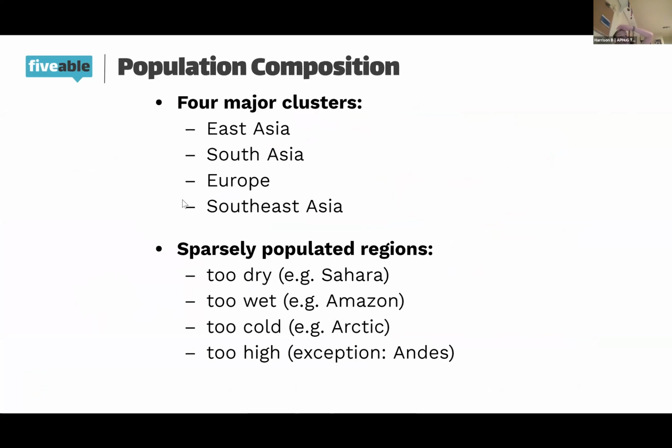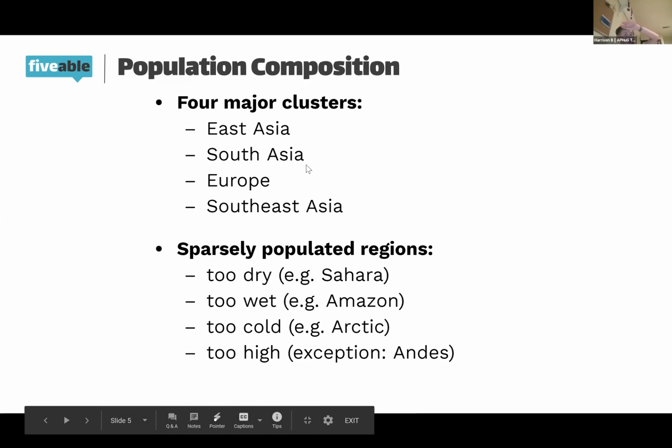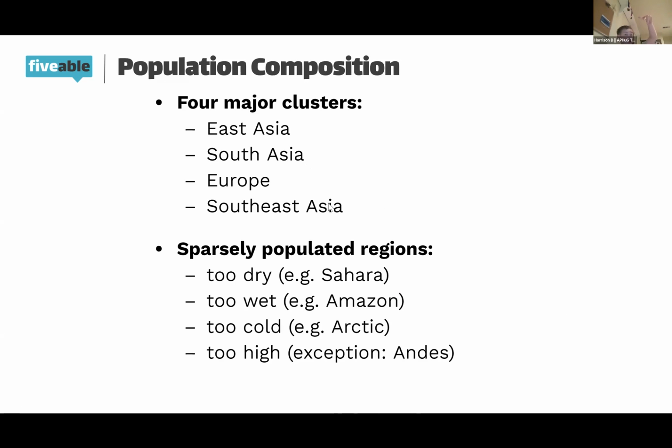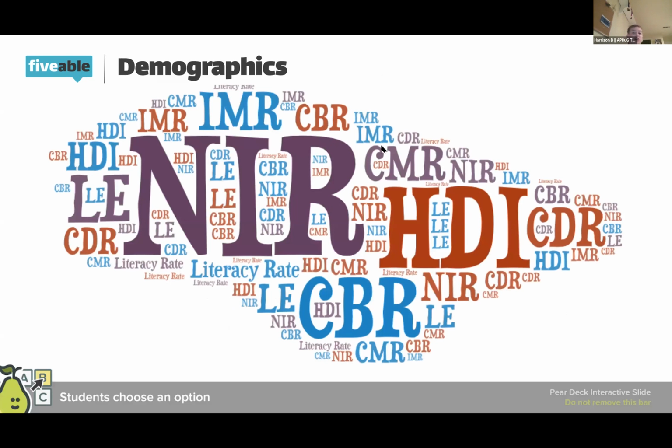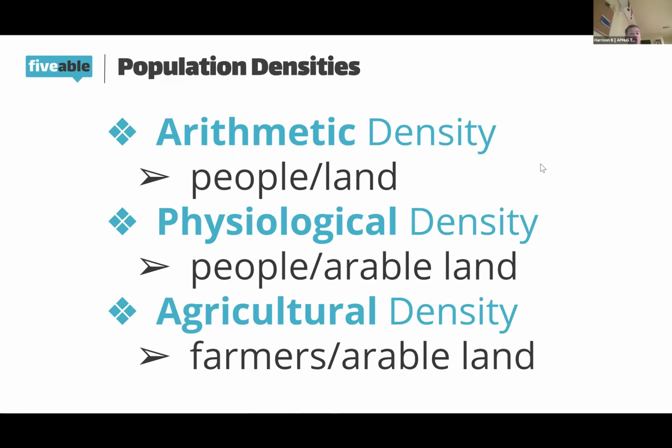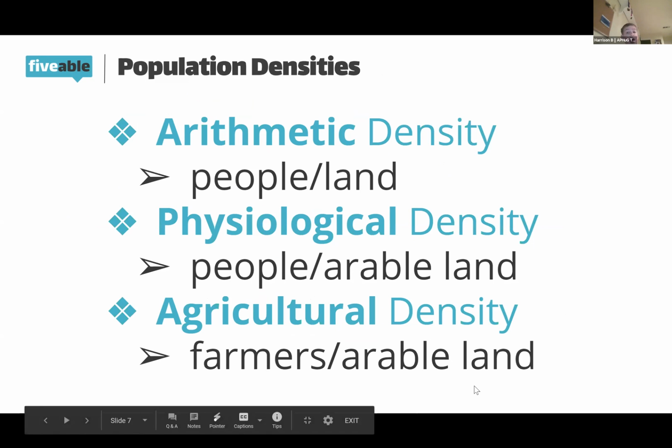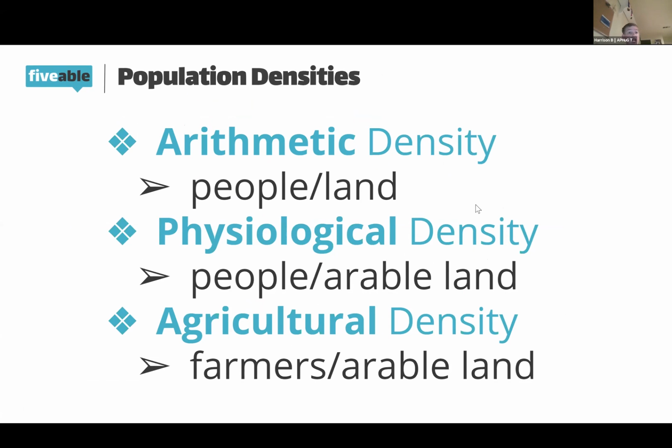We talked about the major population clusters in that one question: East Asia, South Asia, Europe, Southeast Asia. So those are all answer choices that we were able to eliminate. But we didn't know that there were 4 major population clusters. Now we do. Demographics. So this is crude birth rate, crude death rate, all that good stuff. Arithmetic density, physiological density, people per arable land, people per land, farmers per arable land, all that good stuff. I'm speeding through these slides that we already talked about, so please let me know if you want me to slow down. Because I'm going to be ending whenever we're done talking about population pyramids today.